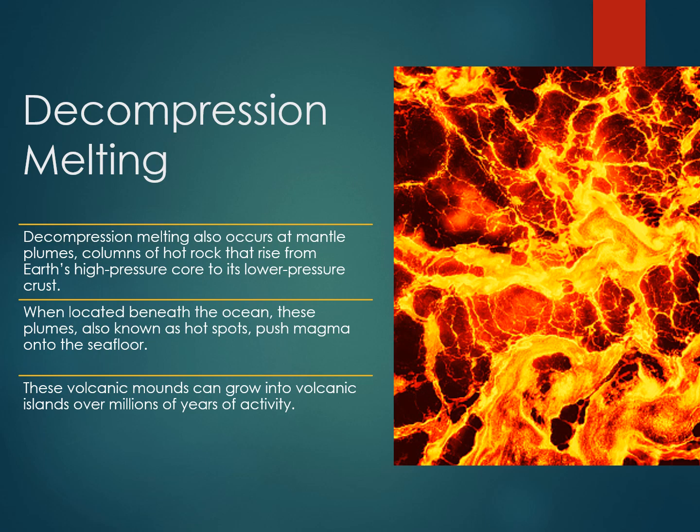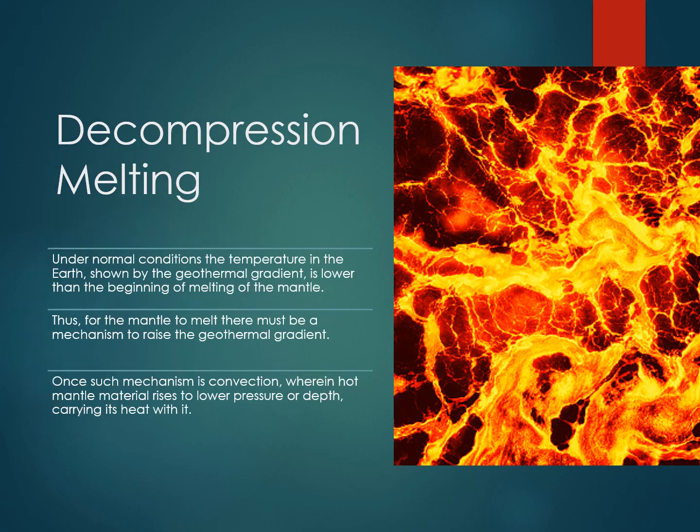Decompression melting occurs at mantle plumes, columns of hot rock that rise from Earth's high-pressure core to its lower-pressure crust. When located beneath the ocean, these plumes, also known as hotspots, push magma onto the seafloor. These volcanic mounds can grow into volcanic islands over millions of years of activity.